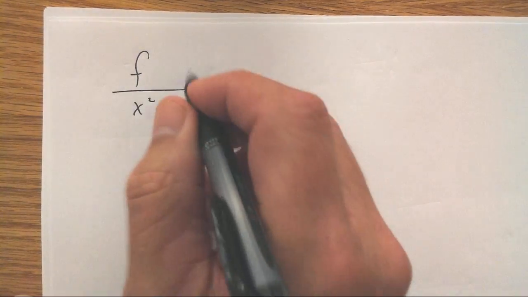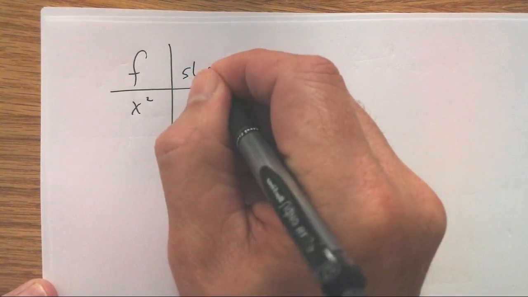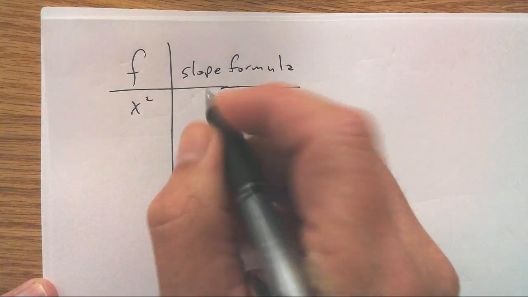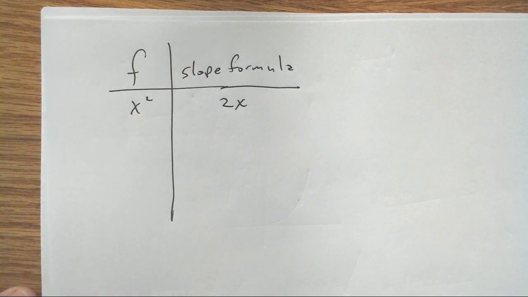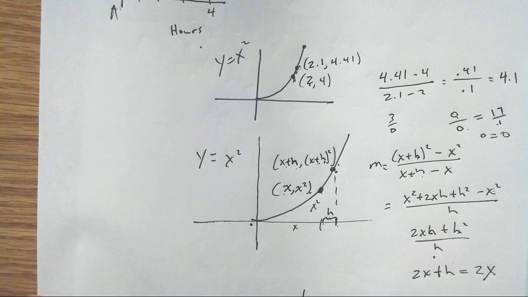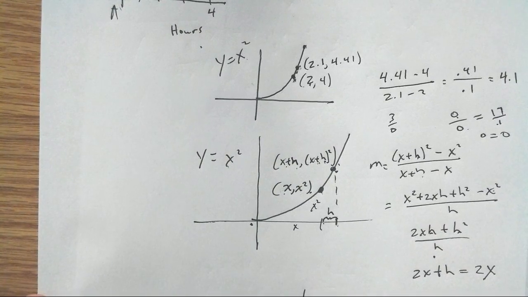Function x squared. Its slope formula, we're going to call it for right now, is 2x. Slope formula for plain old x squared is 2x. So let's go back to this graph right here. We've got 0, 0. Along the way, we've got 1, 1. We've got, not really to scale, 2, 4. We've got 3, 9.